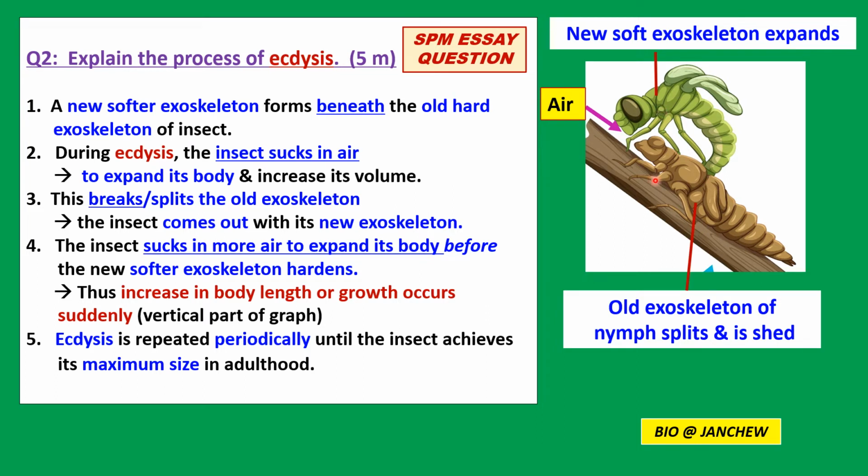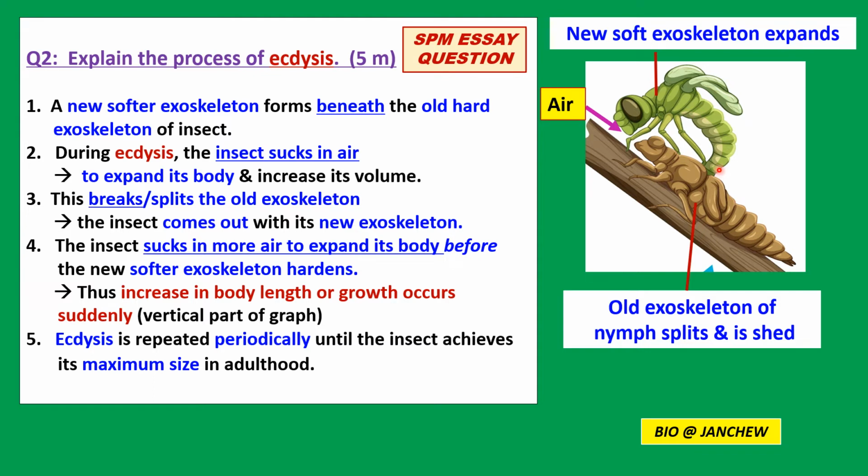So then the old exoskeleton of the nymph is already shed and is empty inside. When the insect comes out, it has a new soft exoskeleton that needs to expand, because the new soft exoskeleton is about the same length as the old one at the beginning. So it sucks in more air to expand its new soft exoskeleton, to expand its body.